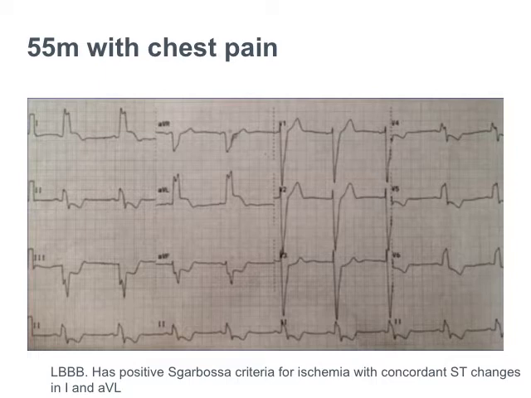But remember, normally what we're going to expect is that you're going to get what's called discordant changes, meaning if the QRS goes up, we're going to expect the ST segments to go down. And if the QRS goes down, we expect the ST segments to go up. And that would be normal in a left bundle branch block or in a paced ventricular rhythm.